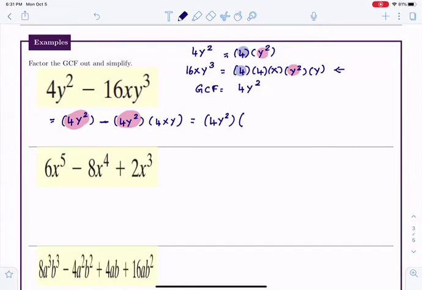If I pull 4y squared out of the first term, I will be leaving behind 1. If I pull 4y squared out of the second term, I'll simply be left with 4xy. So this expression is the simplified version of the original one because we have it nicely written in a factored form.